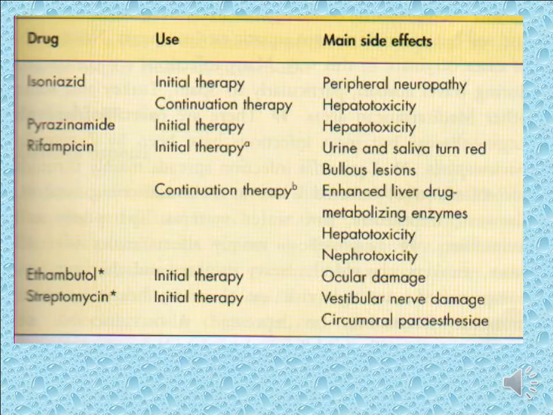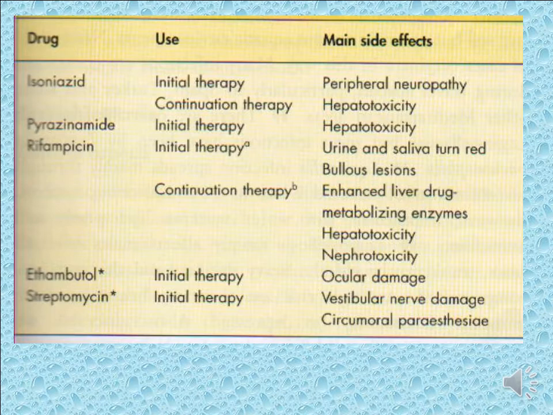The drugs that are used for tuberculosis are the main antibiotics like isoniazid, pyrazinamide, rifampicin, and intravenous streptomycin. Isoniazid is used in initial therapy and continuation therapy. Main side effects are peripheral neuropathy and hepatotoxicity. Pyrazinamide is used in initial therapy and the main side effect is hepatotoxicity.